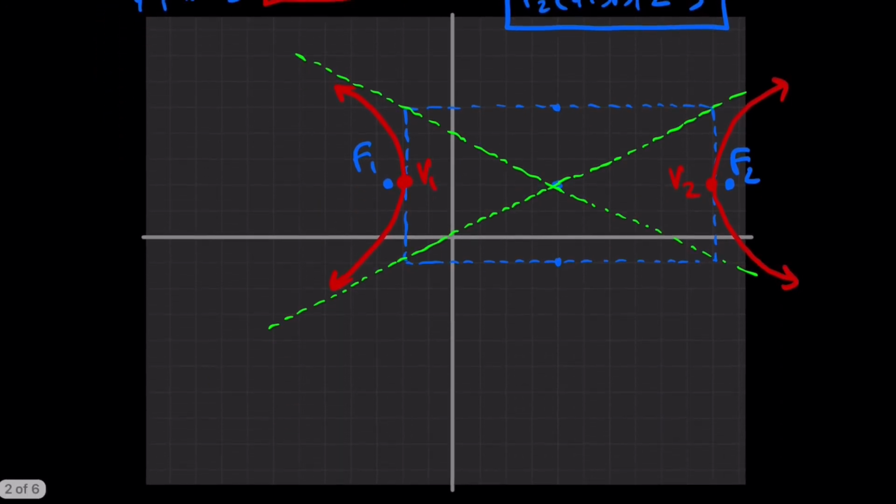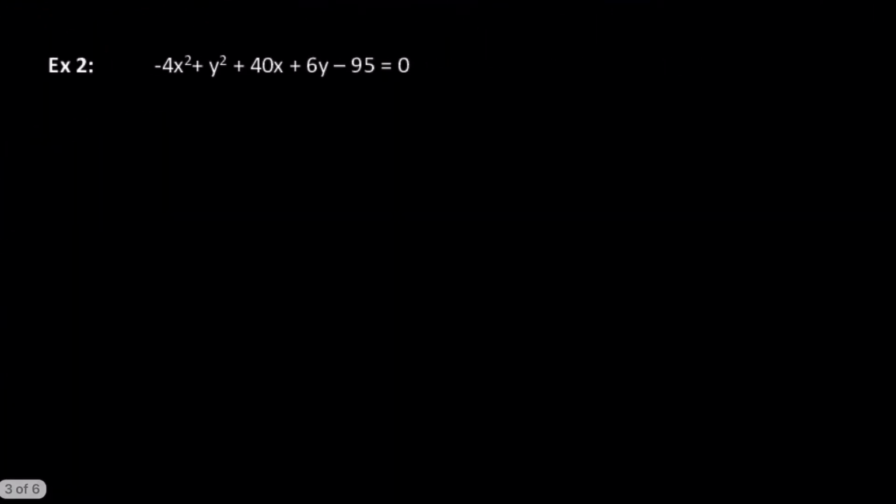Okay, let's try one more of these. So I've got negative 4x squared plus y squared plus 40x plus 6y minus 95 equals 0. So normally I tell you guys, okay, we're going to group our x's, group our y's, but take note here, x squared is negative, and the y squared is positive. So this one, it might be helpful if I take the positive, the y squared, and bring that out front: y squared plus 6y, then I'm going to have negative 4x squared plus 40x. I'm going to add 95 to both sides.